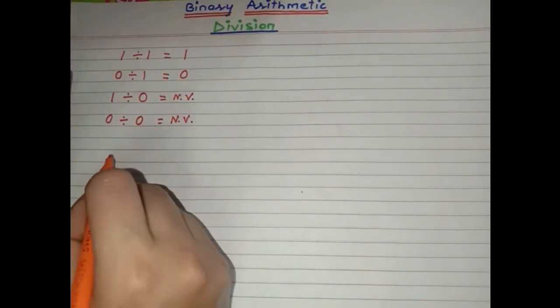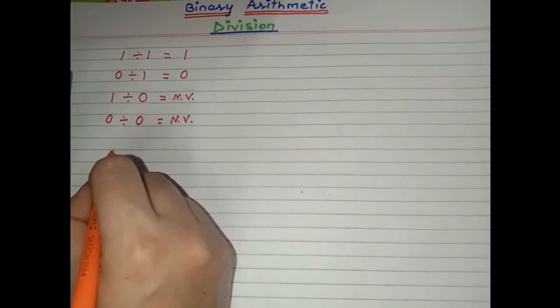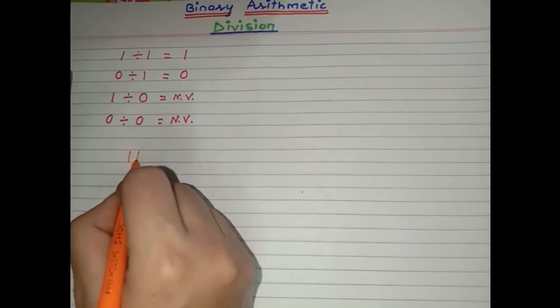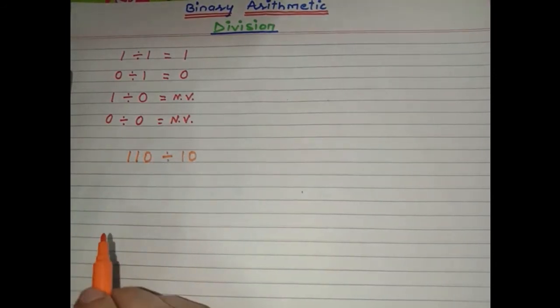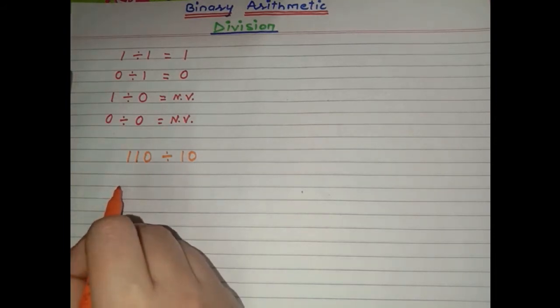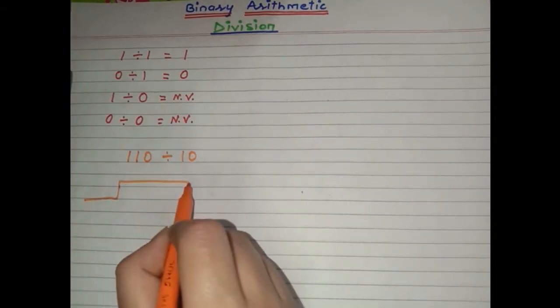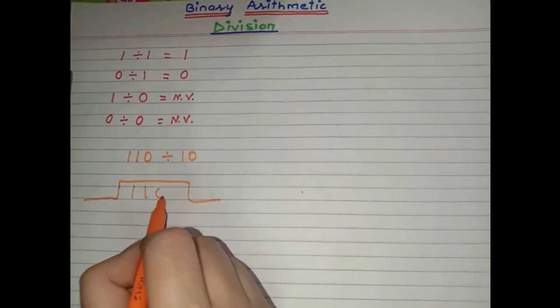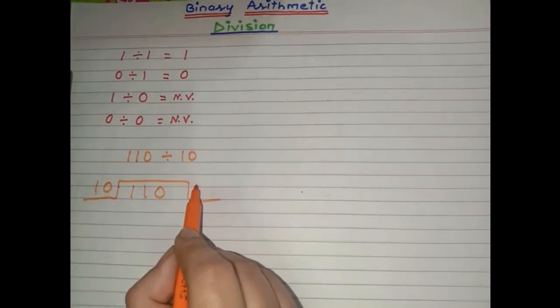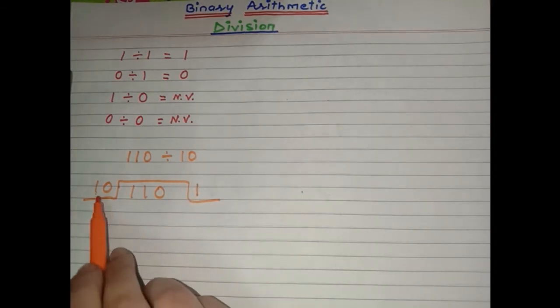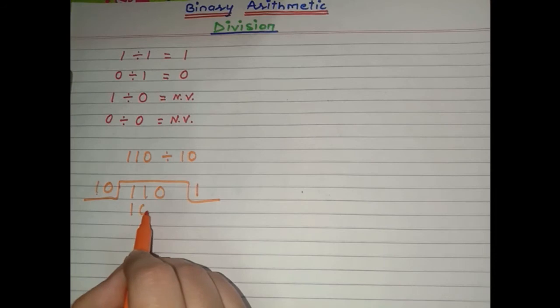Suppose we have the number 110, and that is to be divided by 10. So we will be using the same method that we use in decimal division. When we are going to divide 110 by 10, you can take the first two digits, and this 10, we will multiply that by 1. 10 into 1 will be equal to 10.